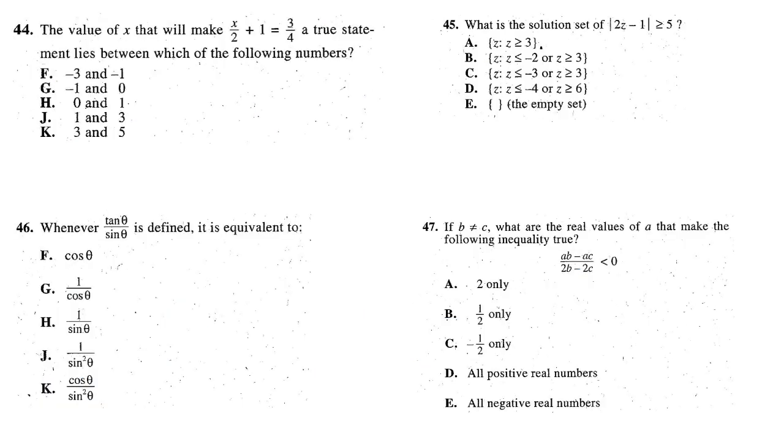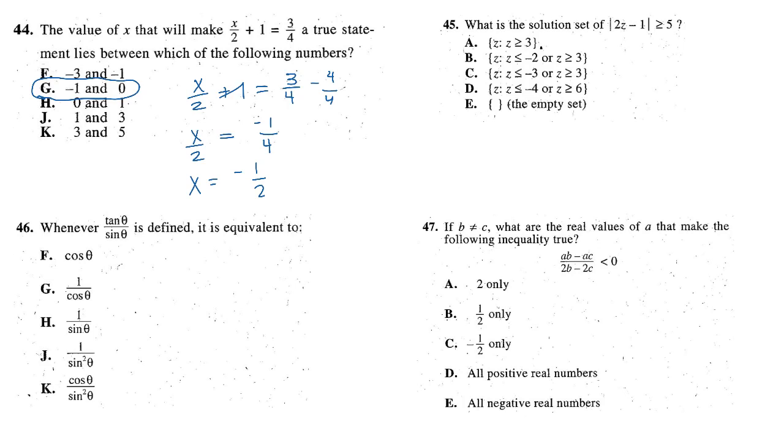Our next problem, we need to find the value of x that will make this a true statement, and it's going to lie between which of these numbers. So we have x over 2 plus 1 equals 3 over 4. And so x over 2, we're going to subtract 1 over. So we're really subtracting 4 over 4. So we're going to have negative 1/4. So x equals negative 1/2. And so that looks like that answer is going to fall between negative 1 and 0.